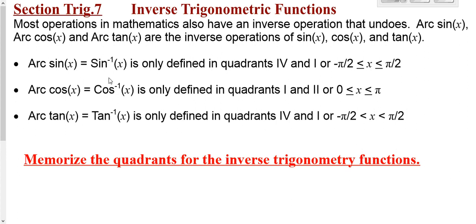Arc cosine or cosine to the negative 1 mean inverse cosine. Same thing with arc tangent and inverse tangent, or tangent to the negative 1. They mean inverse tangent. Now keep in mind, for these to be functions, inverse sine is defined in quadrants 1 and 4, along with inverse tangent. Now, according to what this is saying, if you have an angle in quadrant 4, you need to start at the positive x-axis and rotate down.